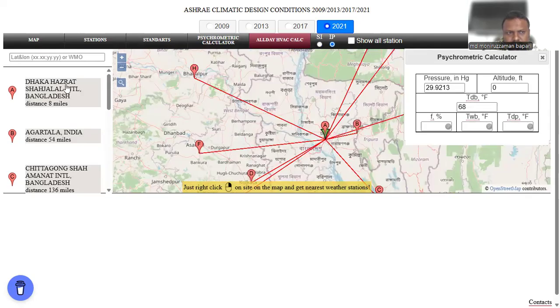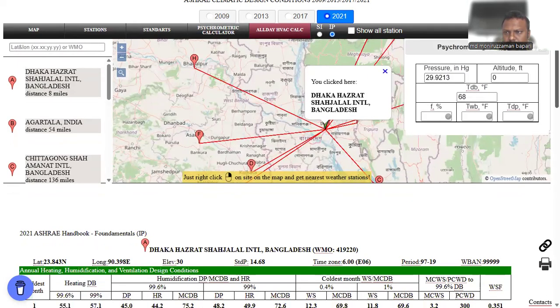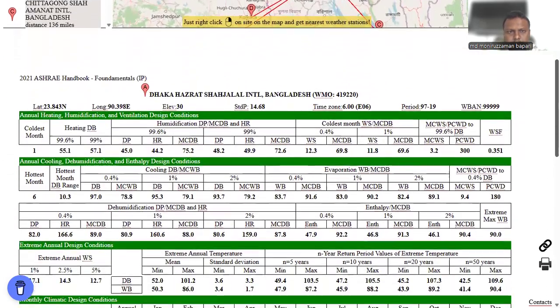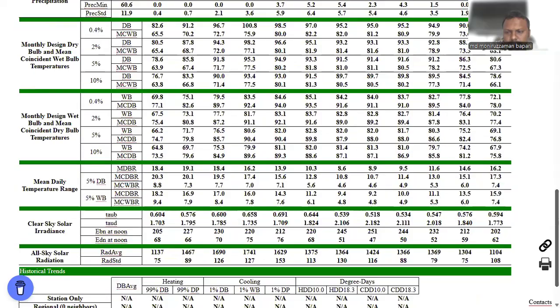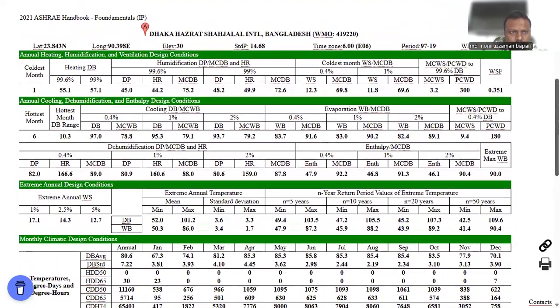We have the Dhaka city. So now we are going to click in here to get the data relevant to Dhaka city. Now we just clicked it. Now you have to scroll down. Here they have all the data. We are going to focus on data relevant to load calculation for now. So for instance, annual cooling and dehumidification enthalpy design condition, this one is our target.